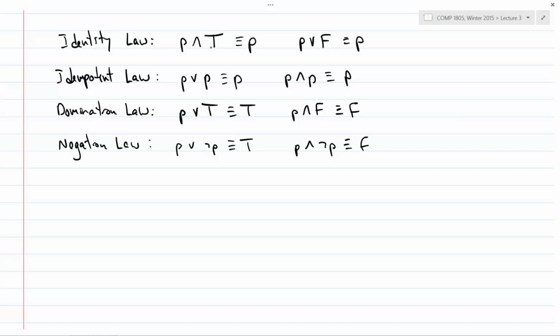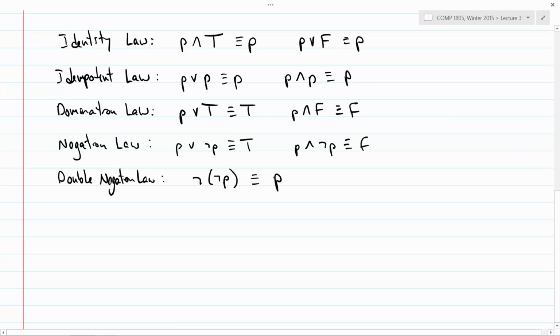All right, so after the negation law comes something we're all usually familiar with, and that's the double negation law. And that is that the negation of the negation of P is exactly the same as P. If you negate something twice, then you haven't done anything. That's double negation. We also have the commutative law.